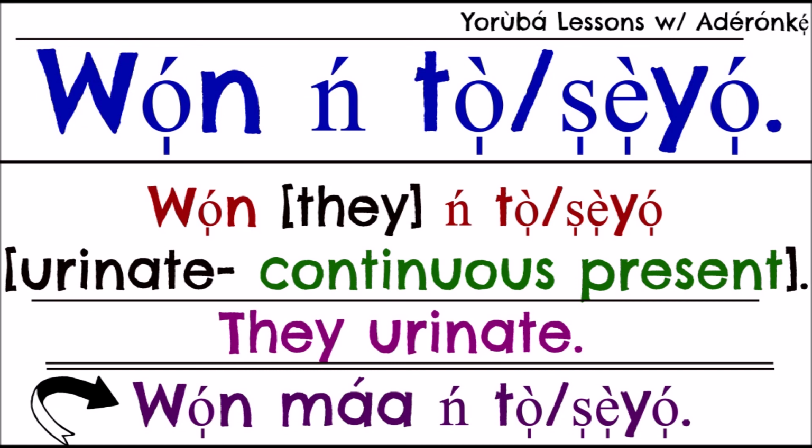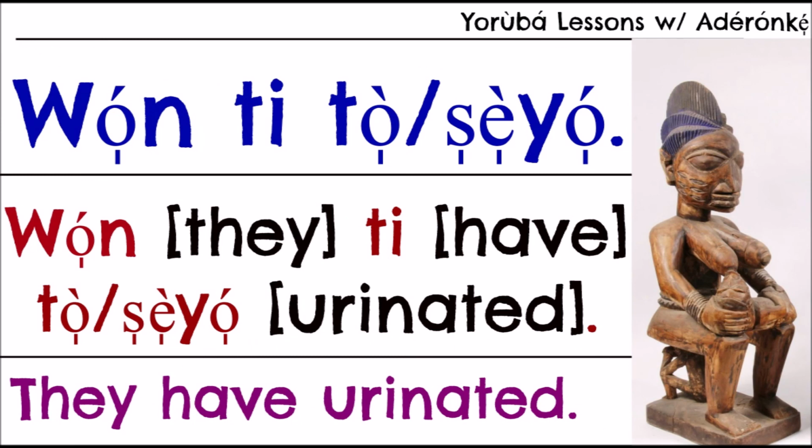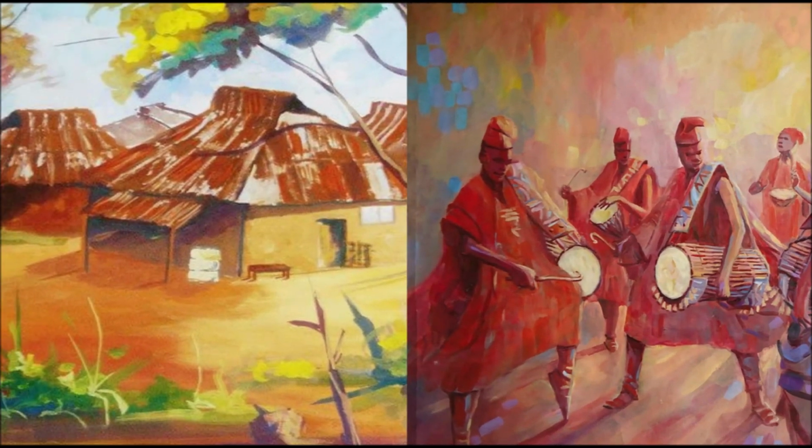And then wọn to, wọn sheyo, if you exclude the lowo, you may be saying they are urinating, even presently, and you could be saying they urinate. So, wọn to, wọn sheyo, they urinate. Wọn man to, wọn man sheyo, still the same thing. They urinate. Or they are urinating, like I said earlier. And then the last one is, wọn ti to, wọn ti sheyo, they have urinated. So I hope you get it now.